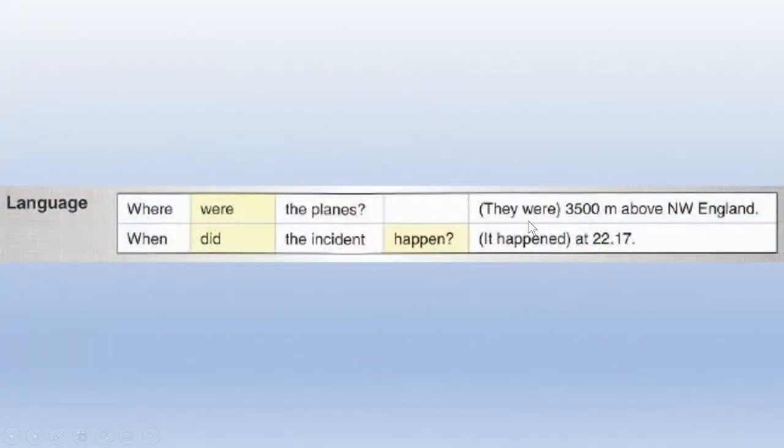This is the grammatical rule of this lesson, the past simple. Where, because I'm asking about the location: where were the planes? I use where here because I'm asking the location of the planes in the past. In the present, I could say, where are the planes? Look at an example here, one answer. They were 3,500 meters above in England. They were, okay? It means they aren't currently here, in this location. They did land.